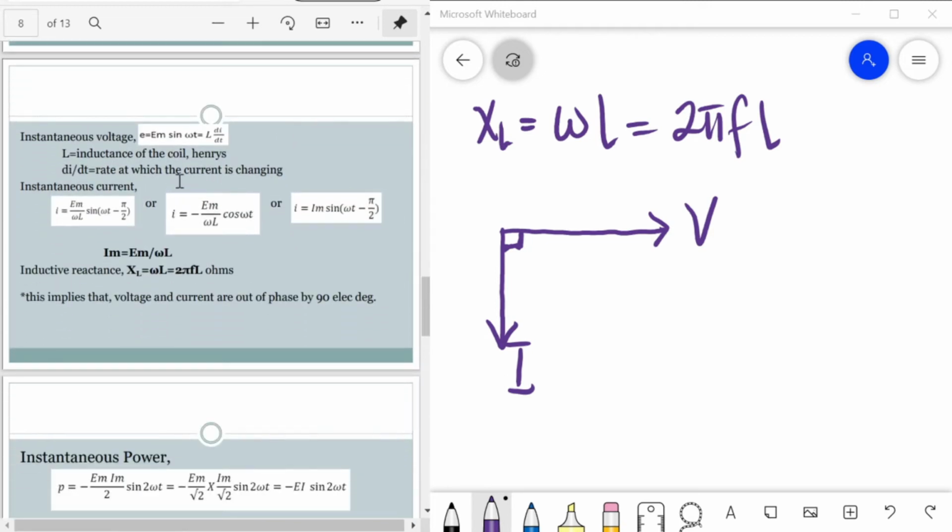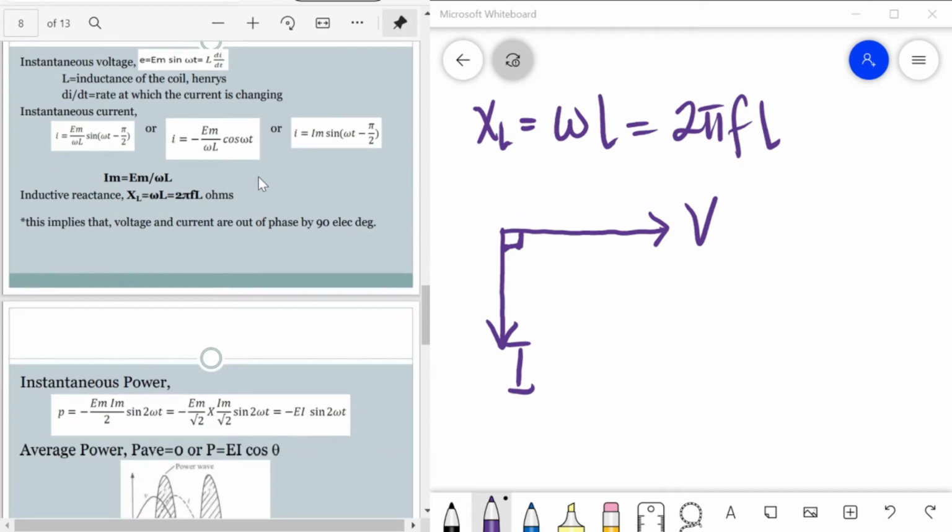So, instantaneous voltage is equal to EM sine omega t, equal to L di over dt. L is the inductance of the coil in henries, and di over dt is the rate at which the current is changing. So, instantaneous current is equal to EM over omega L times sine omega t minus pi over 2. This is our equation for the current.